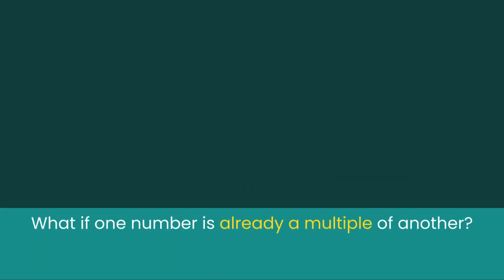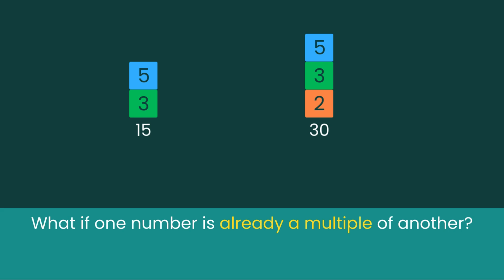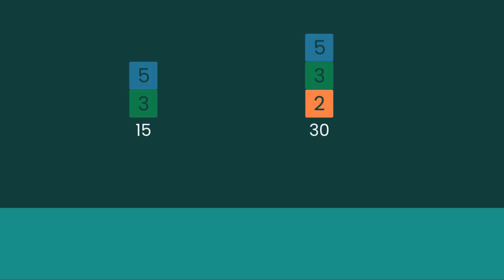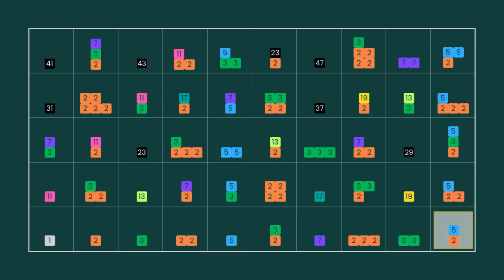Now, here's another interesting pattern. What if one number is already a multiple of another? Let's consider 15 and 30. Since 30 is a multiple of 15, the LCM is simply 30. Why? Because the larger number already includes all the prime cards needed to build the smaller one. Since 30 contains all the cards to build 15, it's our LCM. Try finding another example like this.